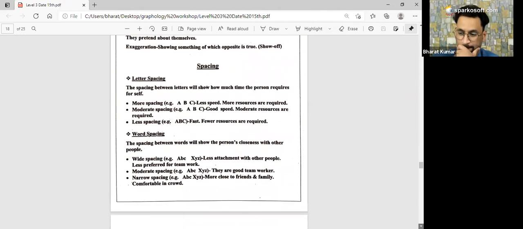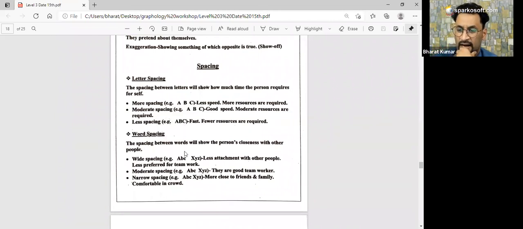What about spacing? The spacing between letters will show how much time the person requires for self. If more spacing is there, like I gave you example of 3 alphabet, ABC is having enough spacing, then less speed, more resources are required for these people. If moderate spacing is there, spacing is little lesser, good speed, moderate resources, less resources are required for their success. If very less spacing is there between alphabet like ABC written stuff, they are very fast and within very few resources, they can work very hard.